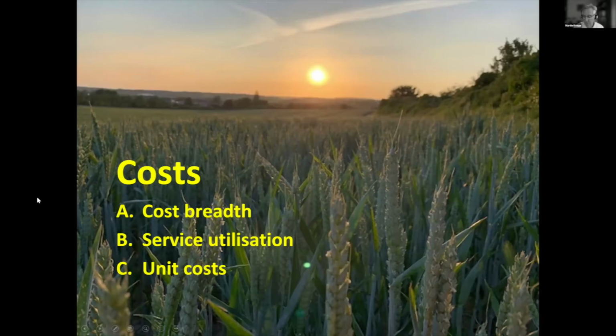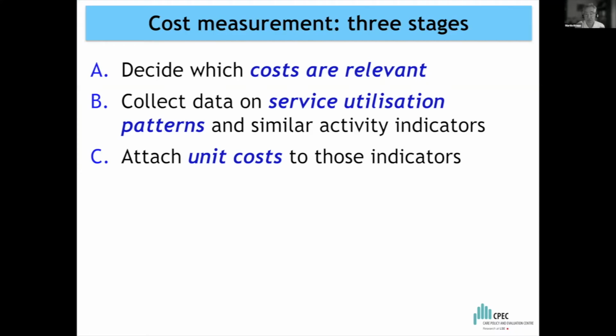Okay, so let me go on then, quickly, through the two main sections in terms of measurement. One is on costs and one is on effectiveness or outcomes. And on the cost side, there are three areas I want to just talk about: the breadth of measurement, the utilization measures, and the unit costs.